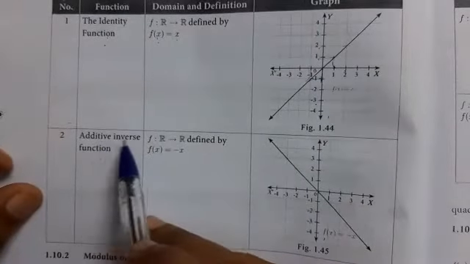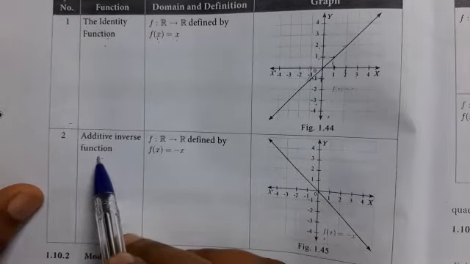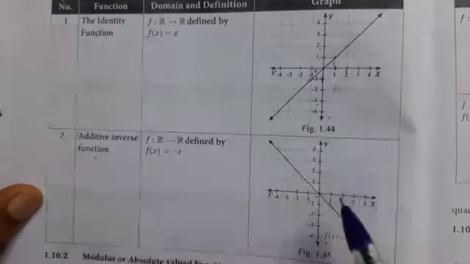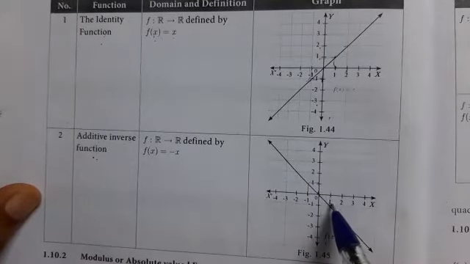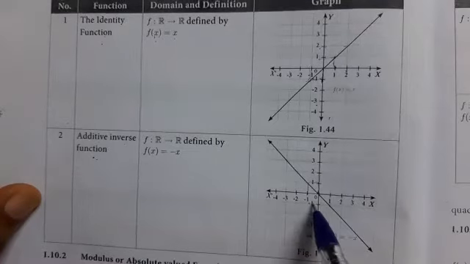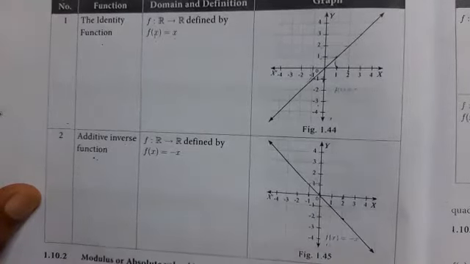What is the meaning for additive inverse function? Just reverse. The sign is opposite to the given number. If you take 1, the answer is minus 1. See here, 1 means, see the graph, the value is minus 1. 2 means, see the value, minus 2.